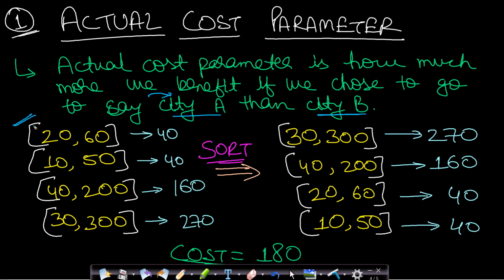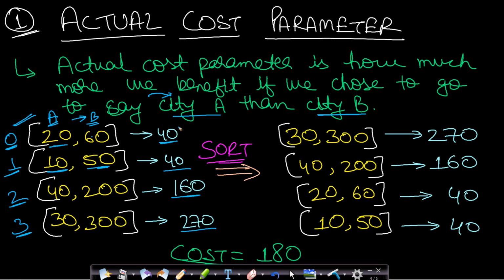So I will take a similar example and let us see what the benefit will be. Let me mark these candidates. For candidate 0, if you move to city A rather than city B, then you will have a profit of 60 minus 20, which is 40. Similarly for candidate 1, if you choose city A rather than city B, then your profit will be 50 minus 10, which is 40. The same goes for candidate 2, where profit will be 160, and for candidate 3, where profit will be 270.